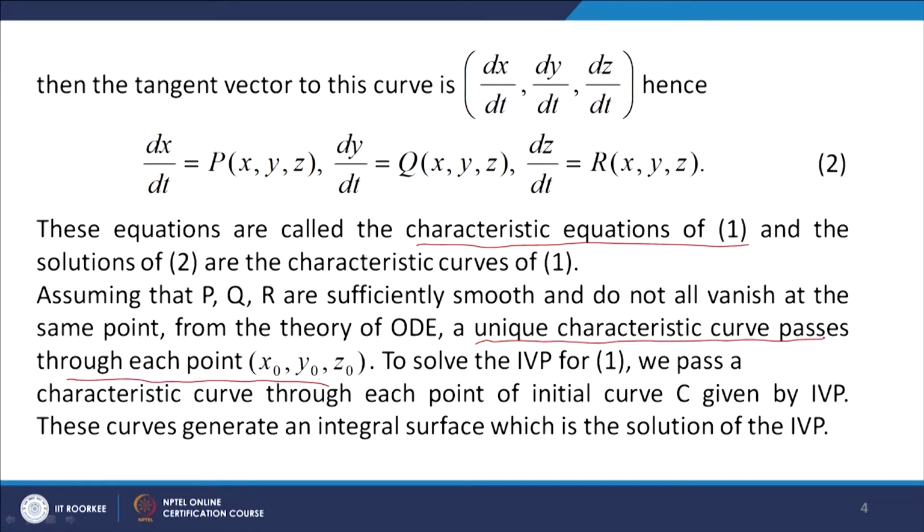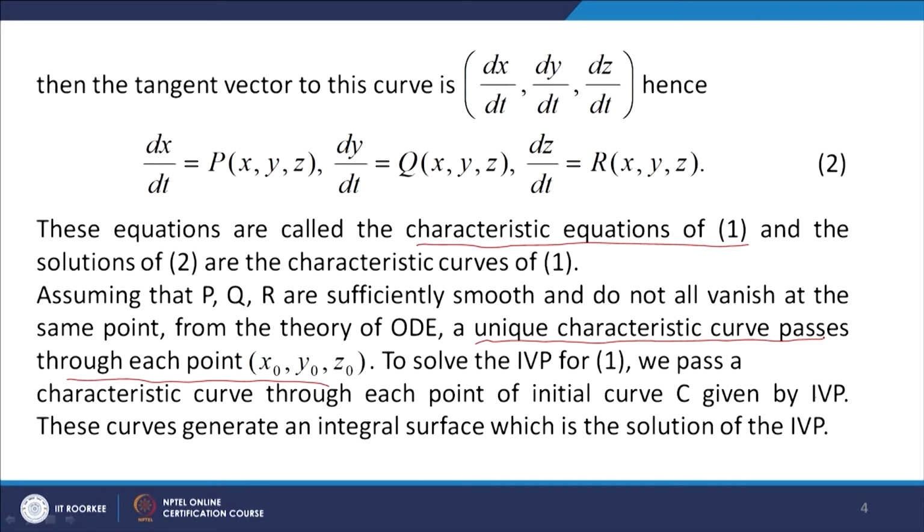If p, q, r do not vanish at the same point, then a unique characteristic curve passes through each point x naught, y naught, z naught. Now, to solve the initial value problem for the Cauchy-linear PDE, we pass a characteristic curve through each point of the initial curve C given by the IVP.